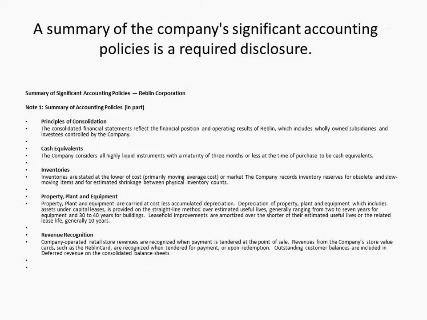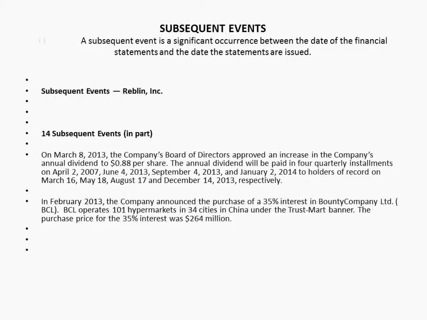Inventories are stated at the lower of cost or market, and so on. Plant and equipment are carried at cost less accumulated depreciation. We have lives ranging from 2 to 7 years. Revenue recognition, we recognize when payment is tendered at the point of sale. And they go through all this. So do you see any numbers in there? It's just telling you how they derive the information that's on the financial statements.